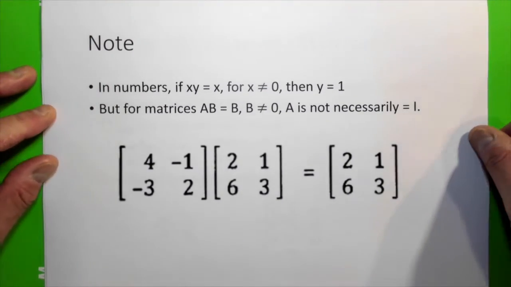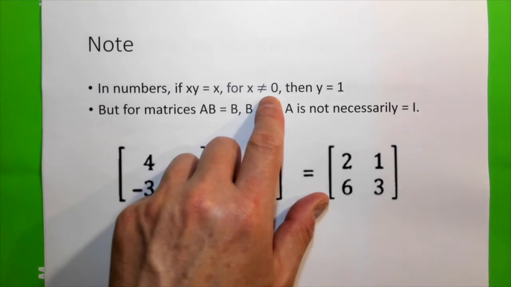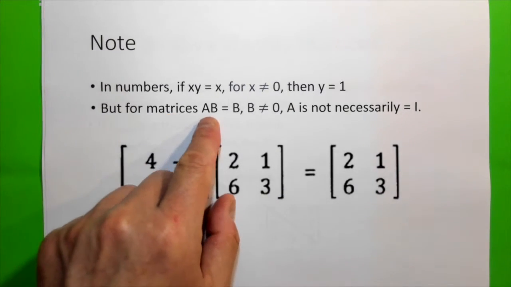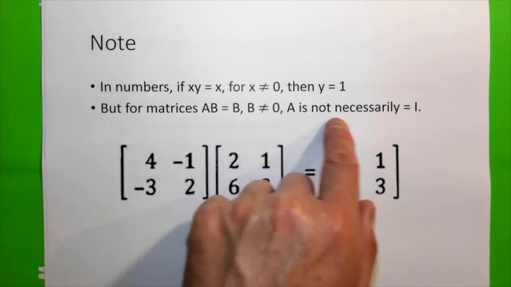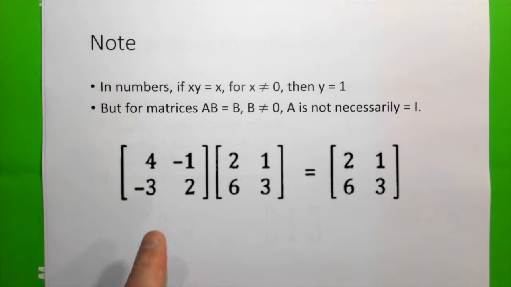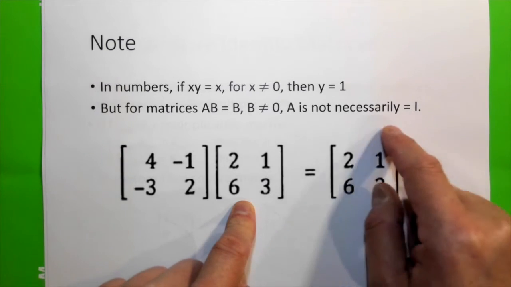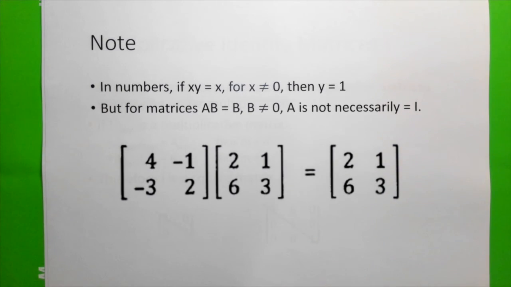Now, last thing for you to note, in numbers, if xy equals x, for all x which is not equal to 0, then y is definitely 1. But for matrices, AB equals B, B is not 0, A is not necessarily equal to 1. Look at this. A times B, we get B, but A is actually not 1. This is the end of lesson 2. We'll look at matrices and route information in the next lesson.